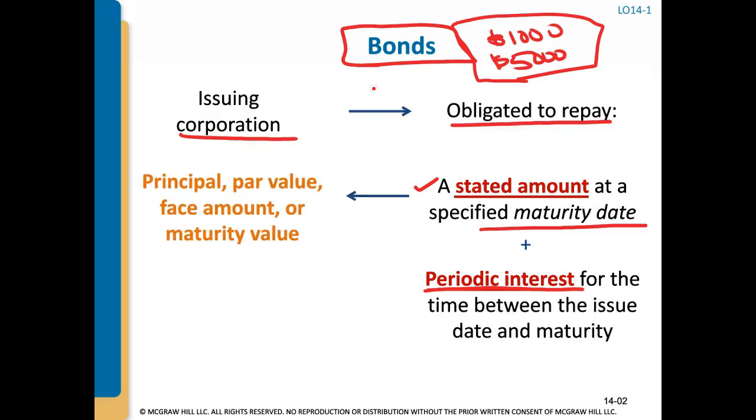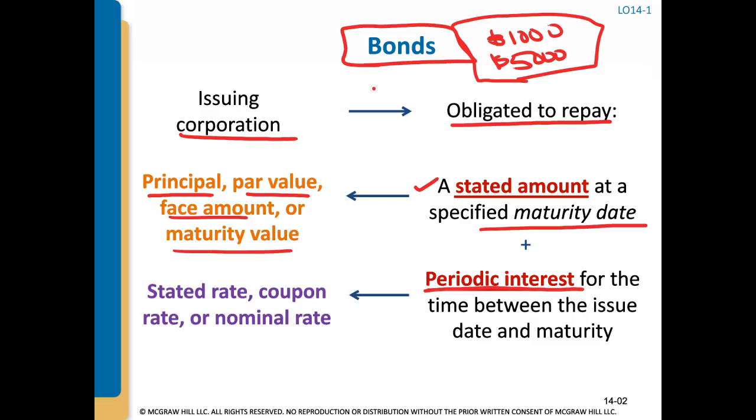So bonds can be the stated amount, whether it's 1,000 or 5,000, can also be called the principal value, par value, face amount, maturity value. Those terms can all be interchangeable. And the periodic interest we're talking about here is the interest payment that is paid to the bondholder or the investor. And that could be called the stated rate, the coupon rate, or nominal rate.